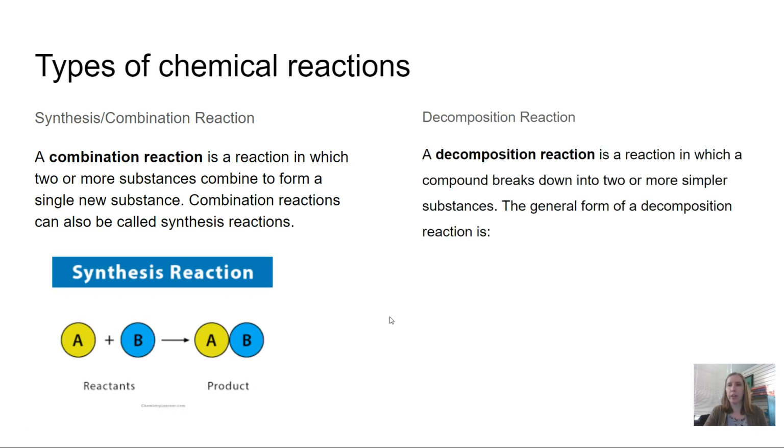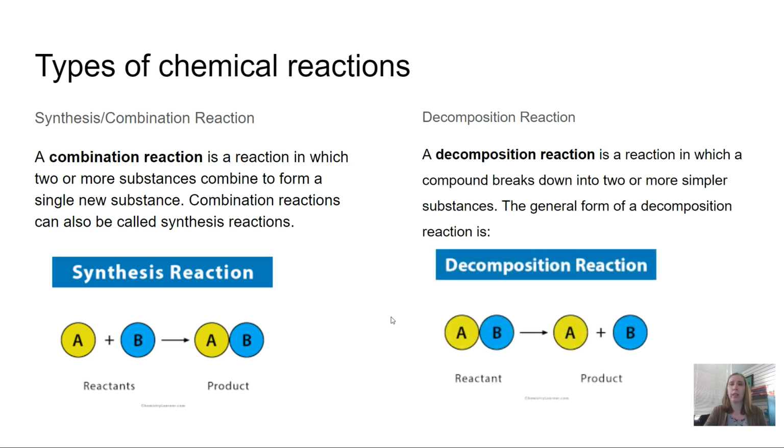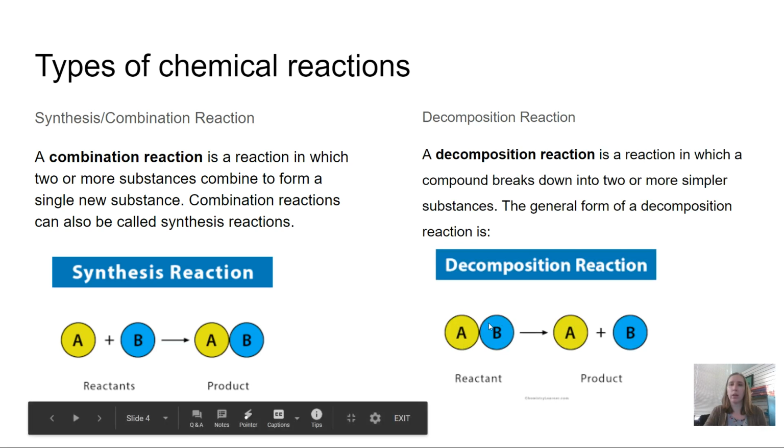Decomposition reaction is a reaction in which a compound breaks down into two or more simpler substances. The general form of a decomposition reaction is that AB, so one compound, undergoes a chemical change to have two products, A plus B.